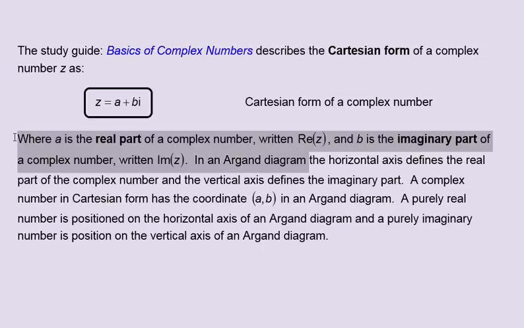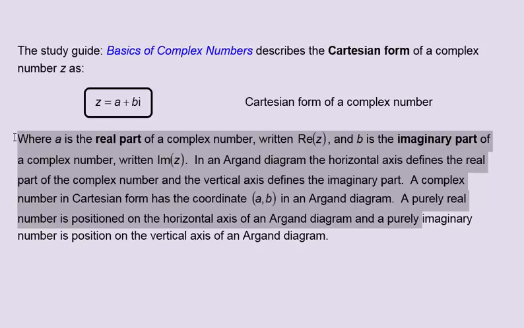In an Argand diagram, the horizontal axis defines the real part of the complex number, and the vertical axis defines the imaginary part. A complex number in Cartesian form has the coordinates (a, b) in an Argand diagram. A purely real number is positioned on the horizontal axis, and a purely imaginary number is positioned on the vertical axis.